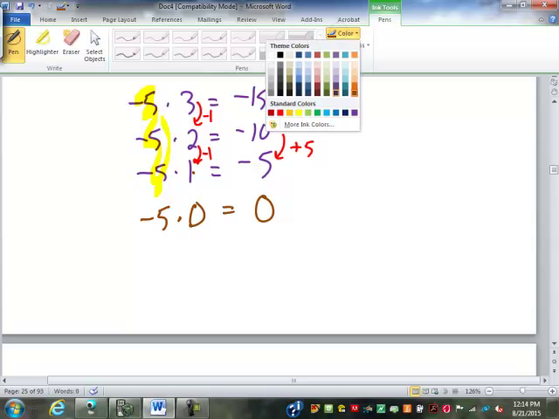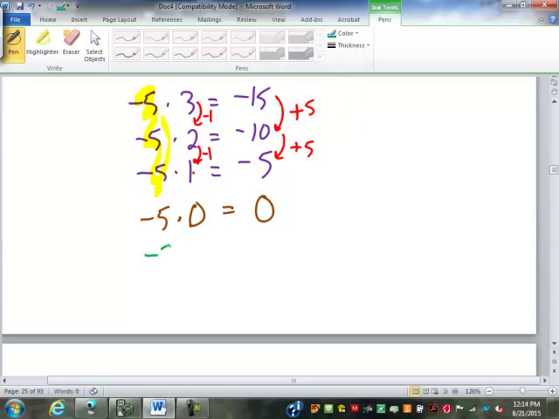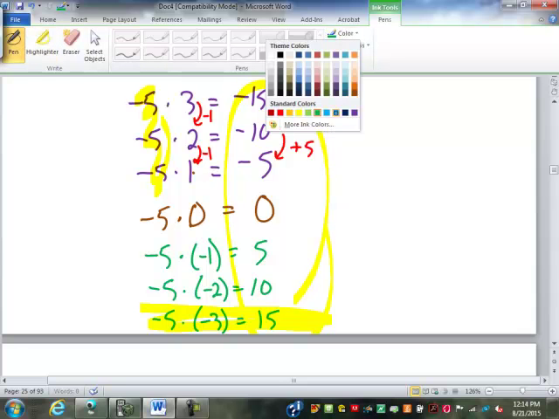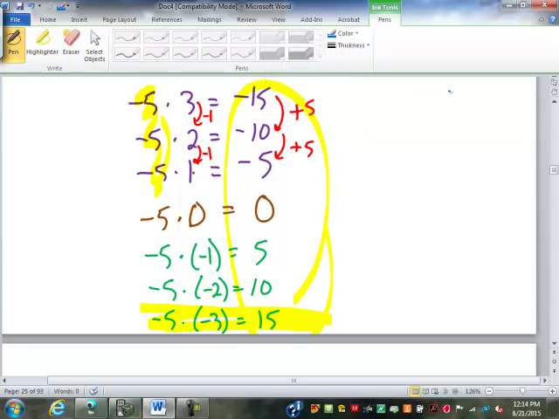So we're going to assume our pattern works. So let's keep it going. Subtracting 1 now would be negative 1. Adding 5 would be a positive 5. Negative 5 times negative 1 is a positive 5. Negative 5 times negative 2 would have to be a positive 10. Negative 5 times negative 3 has to be a positive 15. This is only true because it makes the pattern work. So when you multiply two negatives, you get a positive, only because it fits the pattern.